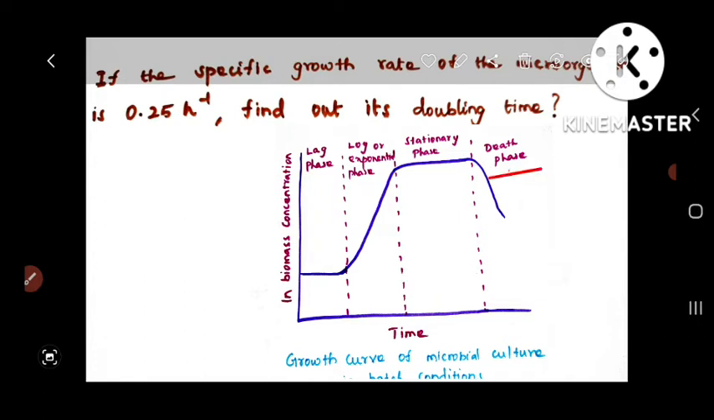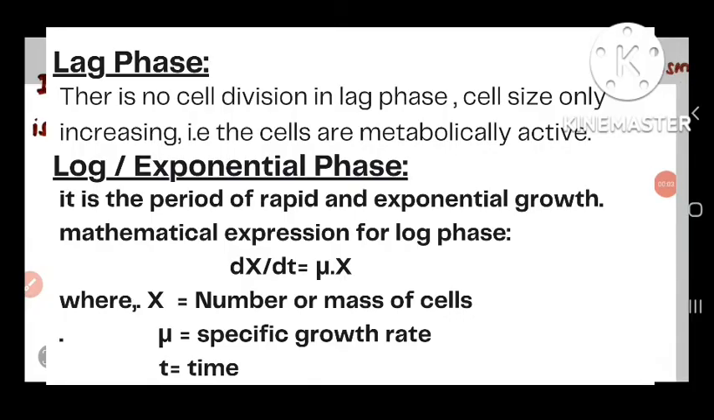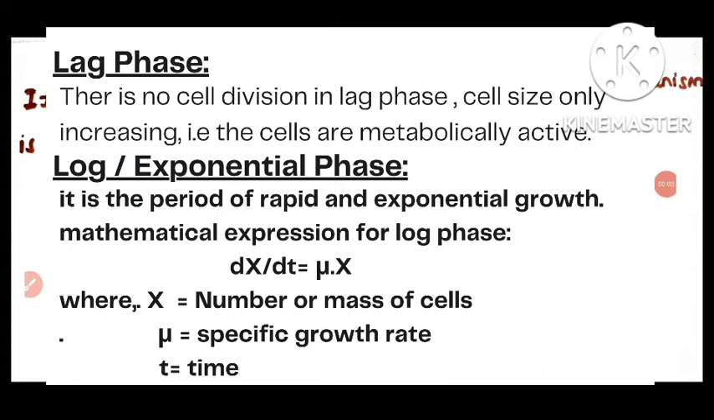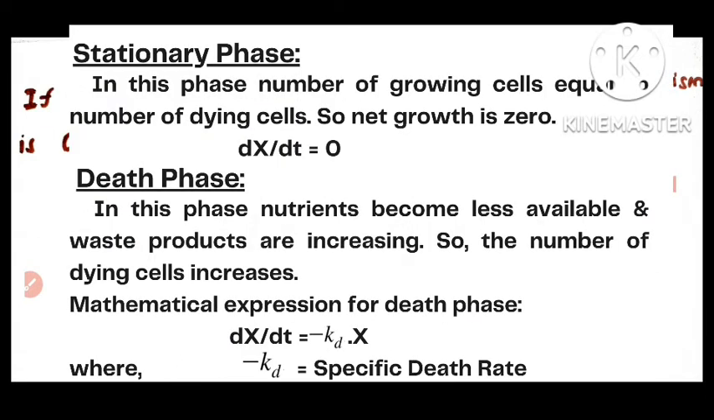And in death phase, as nutrients become less available and waste product is increasing, the number of dying cells continues to rise. Then we can mathematically describe the cell growth during the exponential phase, stationary phase, death phase. As there is no cell growth in lag phase, there is no mathematical expression for the lag phase. The mathematical expression for log phase is dx/dt = mu x, where x is the cell concentration and mu is specific growth rate. For stationary phase, dx/dt = 0 because there is no net growth in this phase. And in death phase, the expression is dx/dt = -kd x. Here kd is specific death rate.